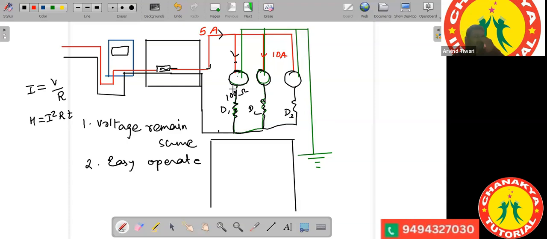So I hope you have understood the differences. What is short circuiting and what is overloading? Short circuiting means making the circuit short or small.